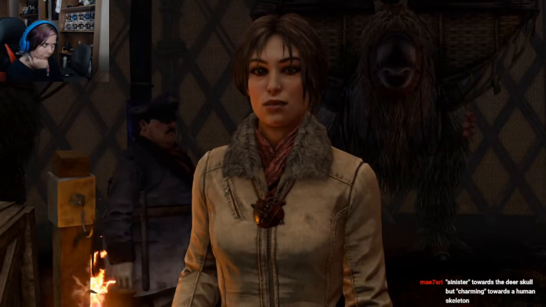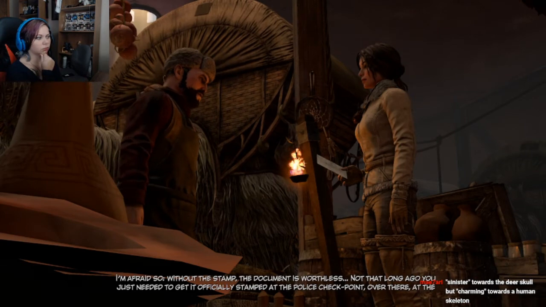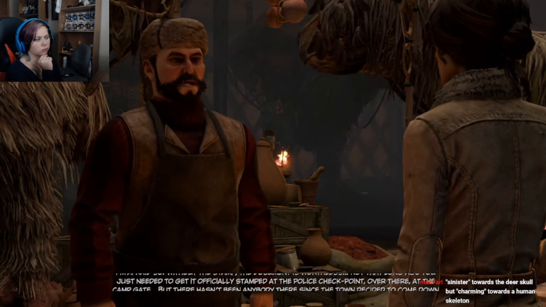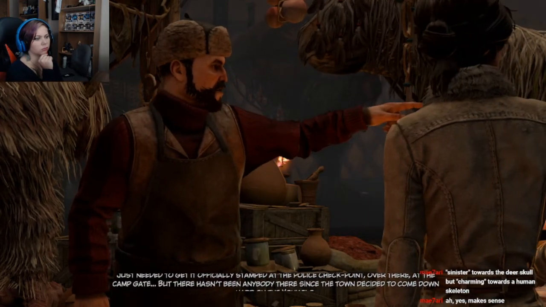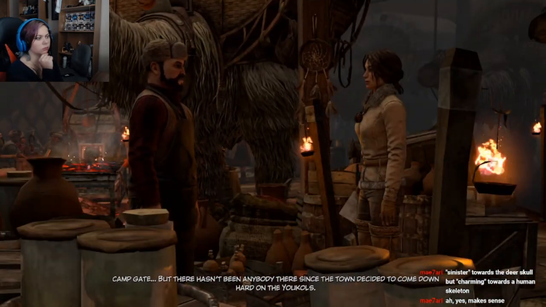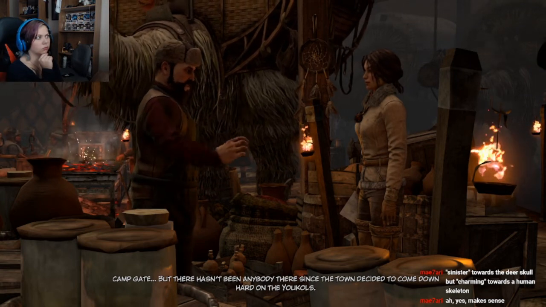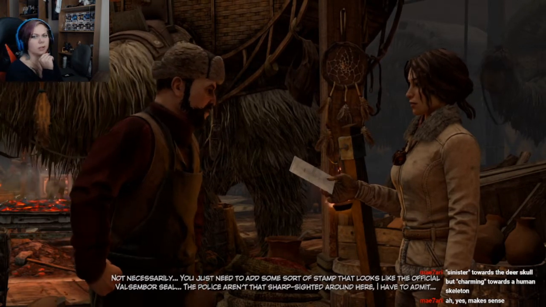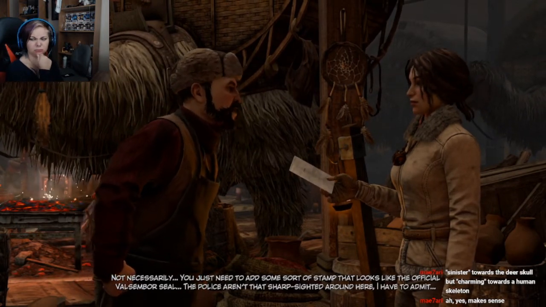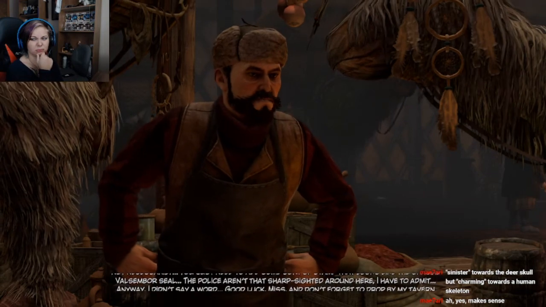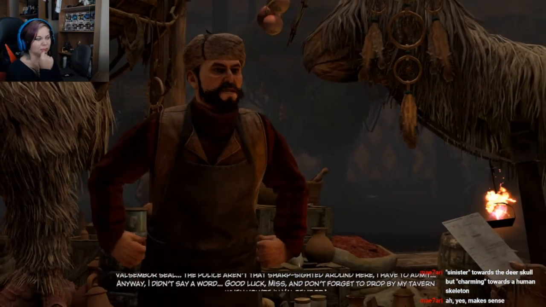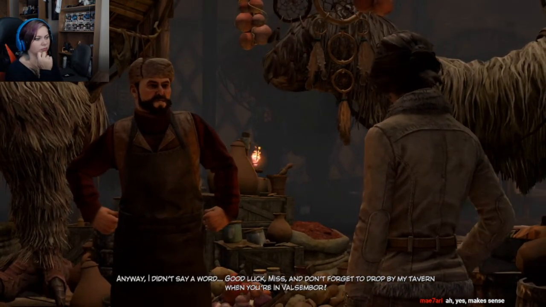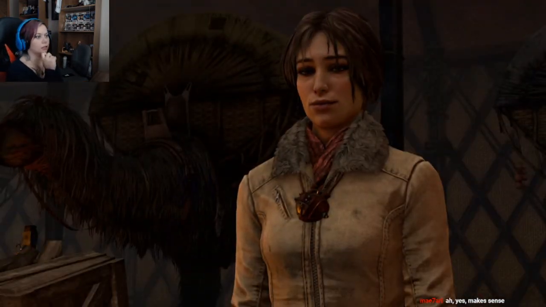Okay. And that's a problem? I'm afraid so. Without the stamp, the document is worthless. Not that long ago, you just needed to get it officially stamped at the police checkpoint, over there at the camp gate. But there hasn't been anybody there since the town decided to come down hard on the U-Calls. So this pass is useless? Not necessarily. You need to add a stamp that looks like the official Valsambor seal. The police aren't that sharp-sighted around here, I have to admit. Anyway, I didn't say a word. Good luck, miss. And don't forget to drop by my tavern when you're in Valsambor. Oh, I'll be there, I promise.